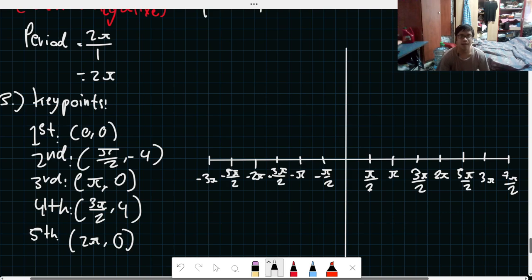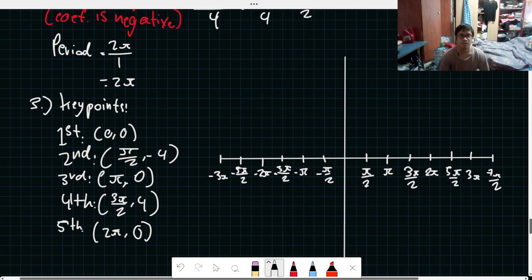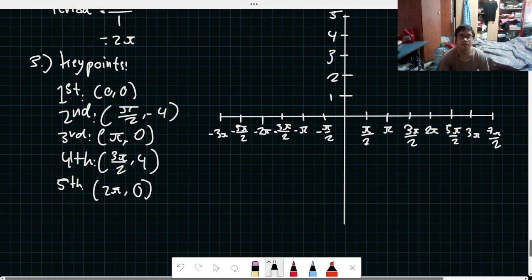Okay, then for your y-axis, since we have y as negative 4 and 4, let's make it until 5, all right? So we will have 1, 2, 3, 4, then 5. Alright? So here, we'll do it the same way, but negative: negative 1, negative 2, negative 3, negative 4, negative 5.